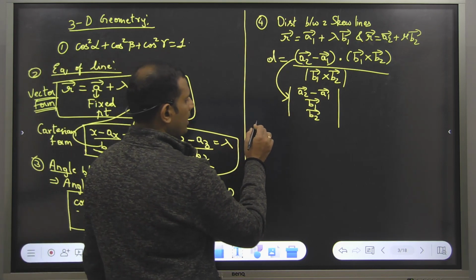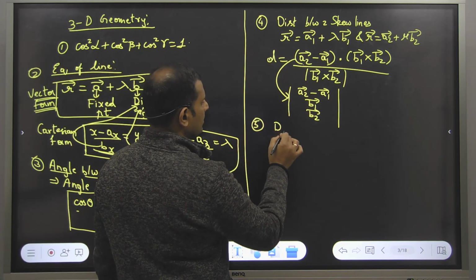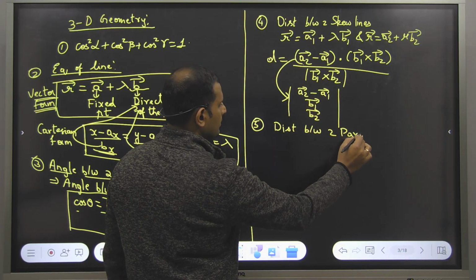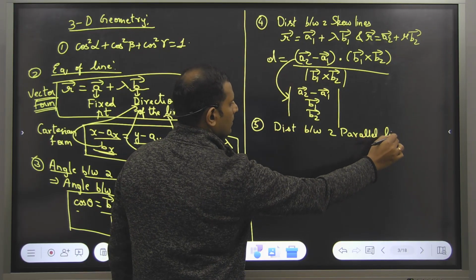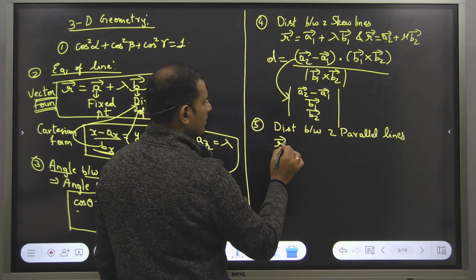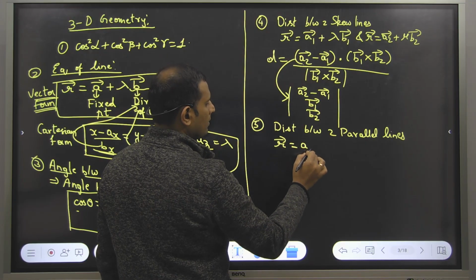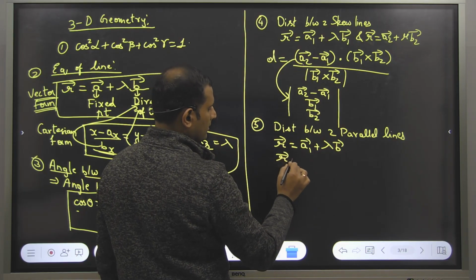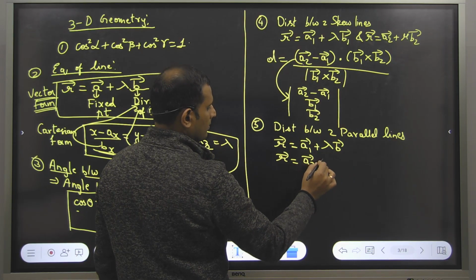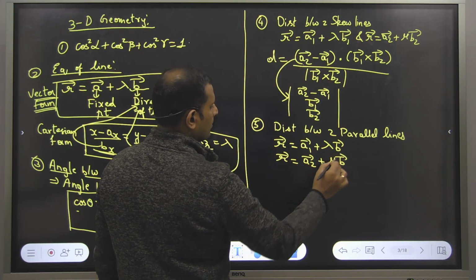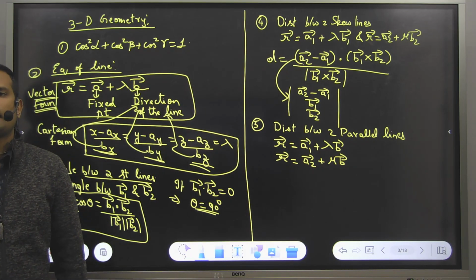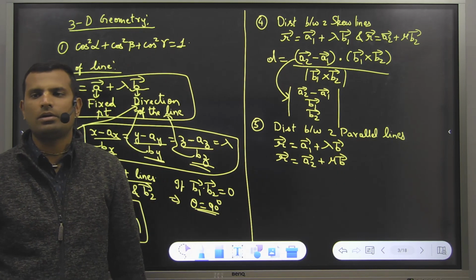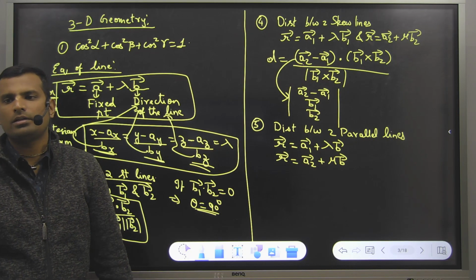Okay, then the last formula is distance between two parallel lines. Okay, and first line is a1 plus lambda b, and second line... Can anyone tell me why I didn't write b1 and b2 here? I am writing b only. Same b ಯಾಕೆ ಬರಿತಾ ಇದ್ದೀನಿ?